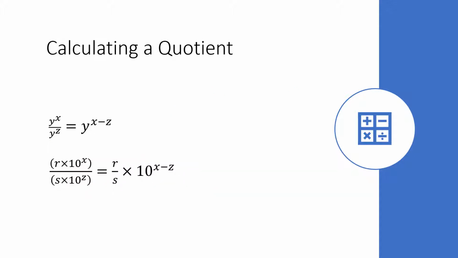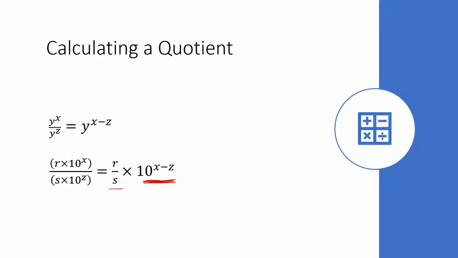Same deal with quotients. I'll just skip down to here. r times 10 to the x over s times 10 to the z. It doesn't matter the order in which we do the multiplying and dividing, so you can write that as r over s times 10 to the x minus z. So in this case, because the 10 to the z power is in the denominator, instead of adding the exponents, we subtract them. Okay, so that's the difference between a product and a quotient.